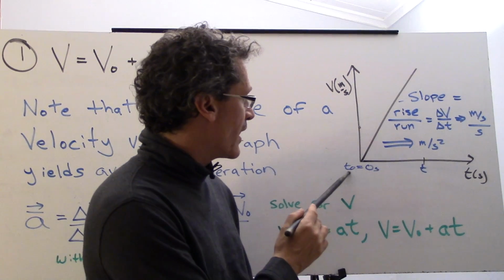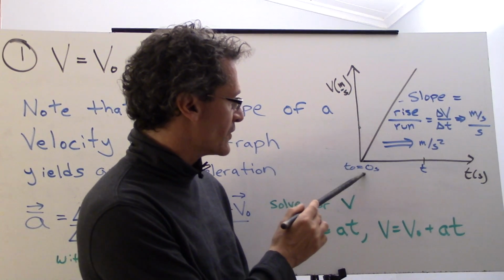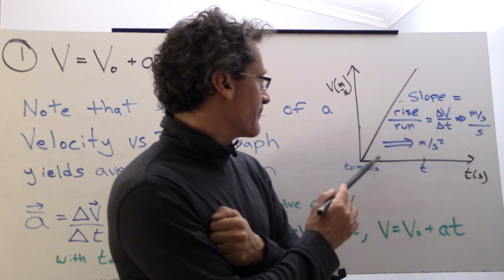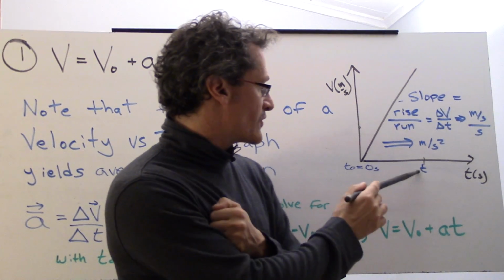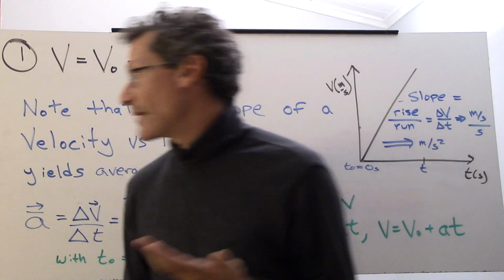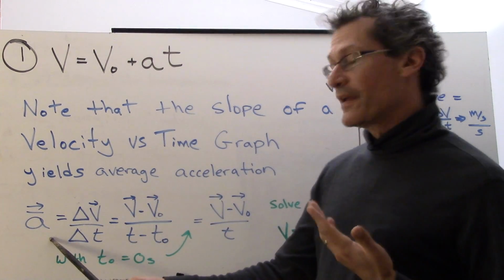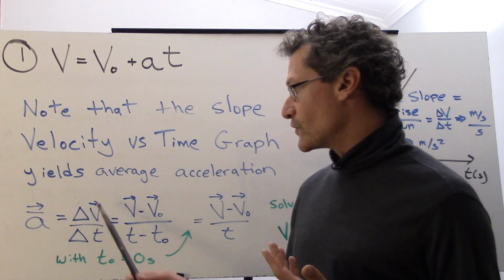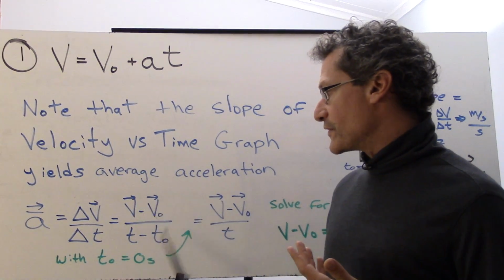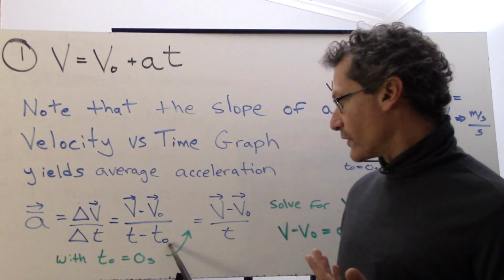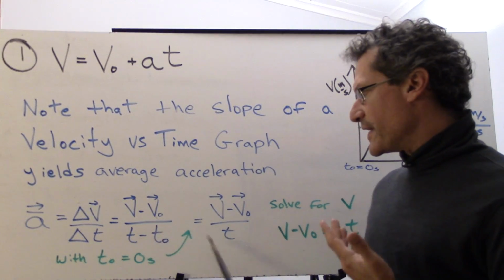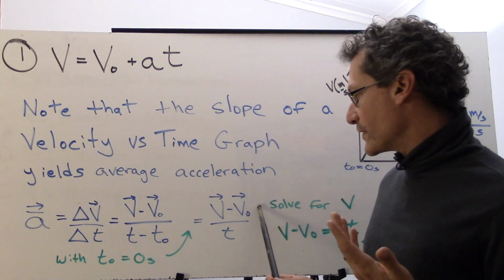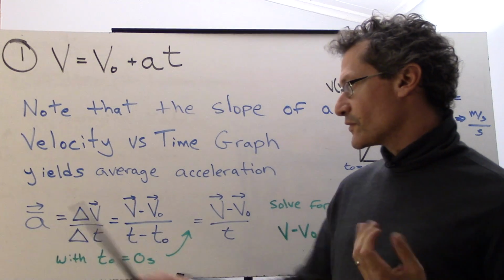A little review. We set t naught to 0 seconds. So we just begin our stopwatch, boom, right at this moment here. And so time t will have elapsed. So what we have here is the relationship for acceleration in terms of the change in velocity over change in time, v minus v naught over t minus t naught, where t naught is 0 seconds. So we just get t in the denominator here, and v minus v naught over t is what acceleration is.